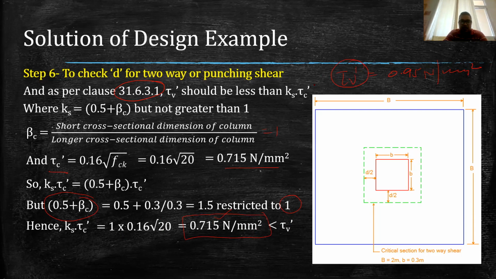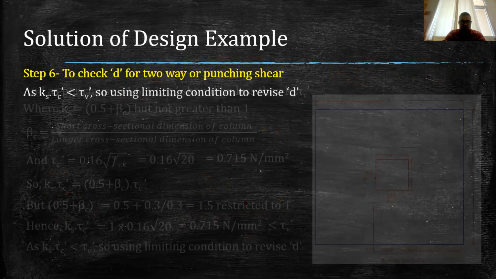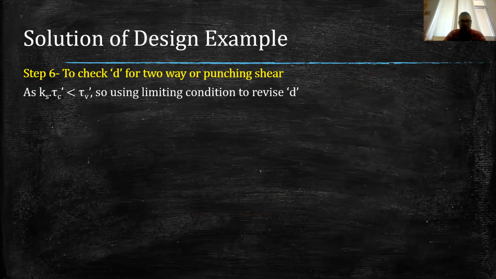It means that the depth we have provided to the foundation is not sufficient for two-way shear criteria, which means the foundation will fail under two-way shear criteria for the depth we have calculated in step 4. So D is not sufficient for two-way shear criteria, and therefore we have to revise this D value, and ultimately we will say that this D is governed by the two-way shear.